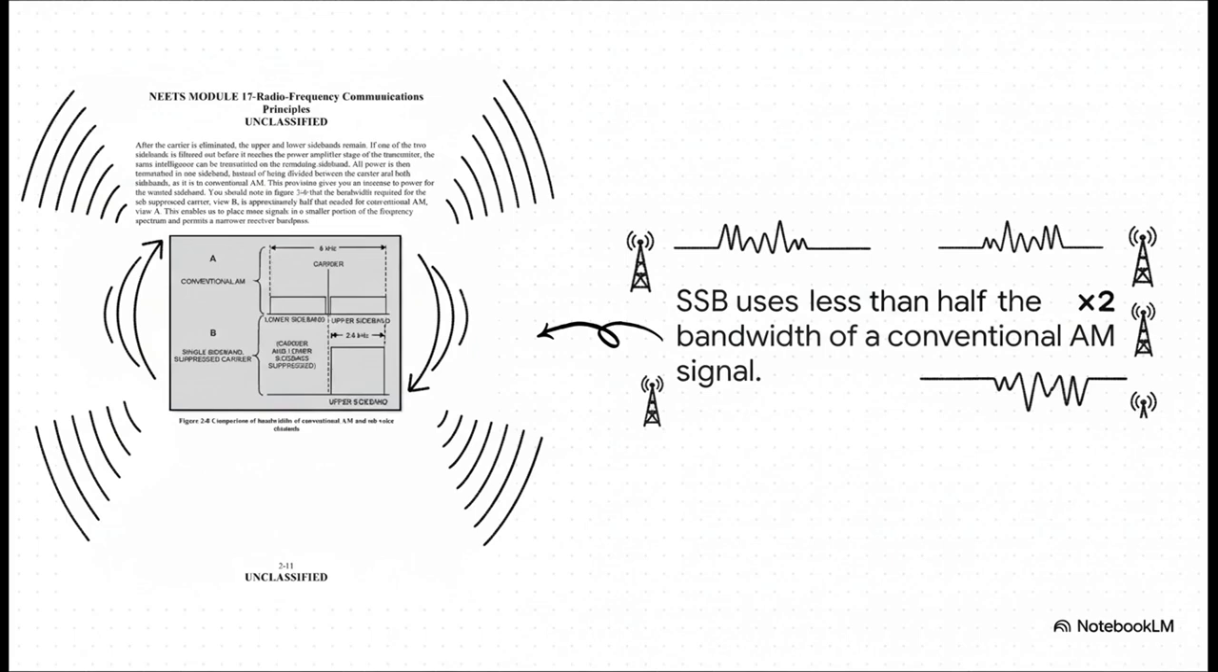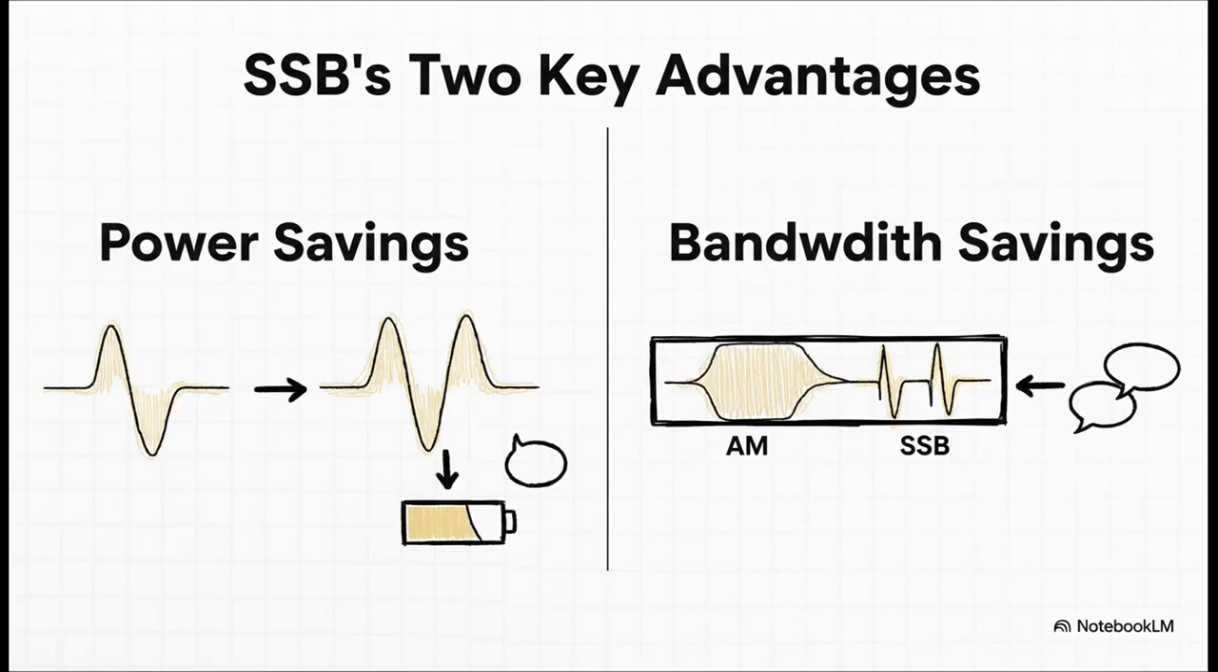A normal AM signal might take up about 6 kilohertz of space on the radio spectrum, but an SSB signal, carrying the exact same voice information, takes up less than half of that, under 3 kilohertz. That means you can literally fit more than twice as many conversations into the same slice of airwaves. That's a massive deal.